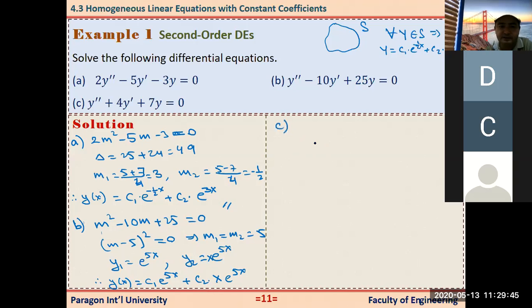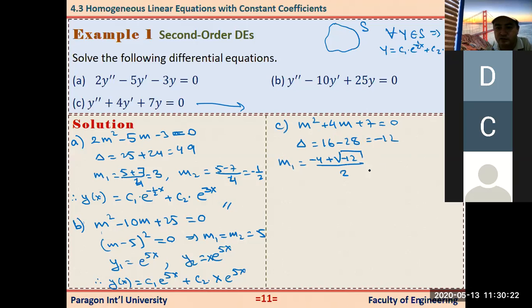How about question C? Here also the solution is, what is this? M squared plus 4m plus 7 is equal to 0. Okay, so delta equals 16 minus 28, that's equal to minus 12, right? So m1 is equal to negative 4 plus square root of minus 12 over 2a, that's equal to 2.